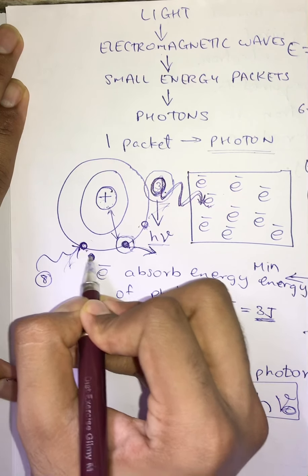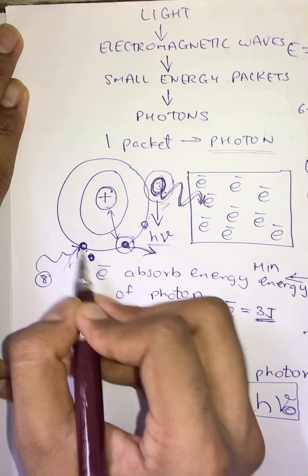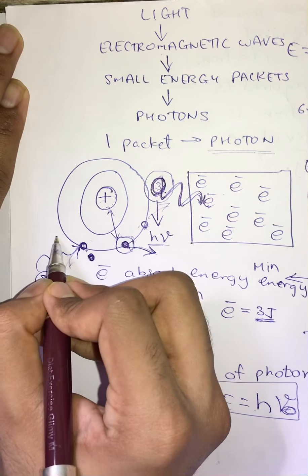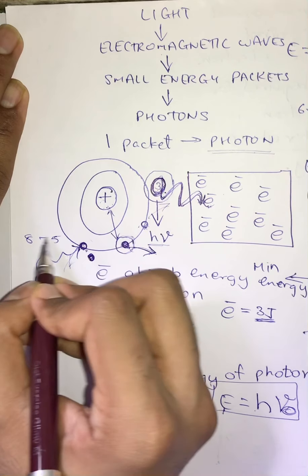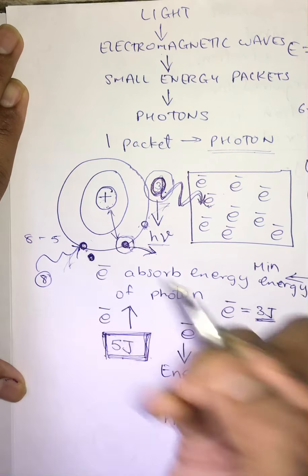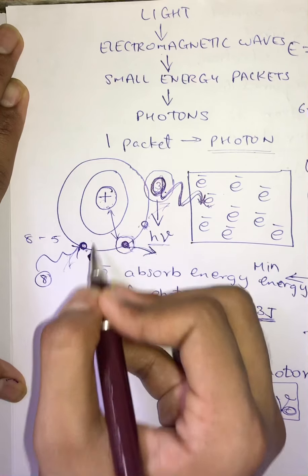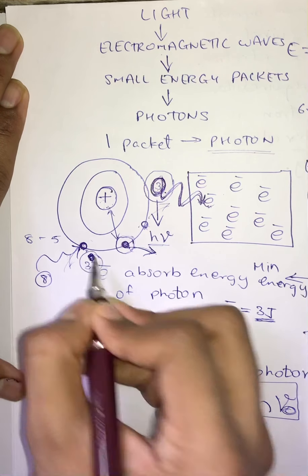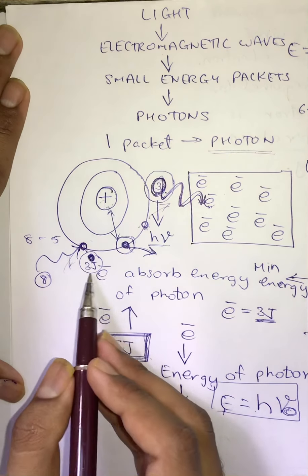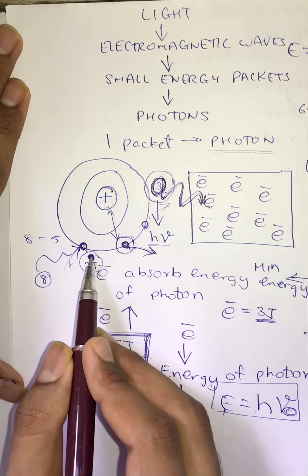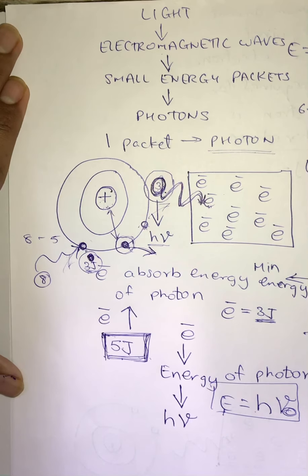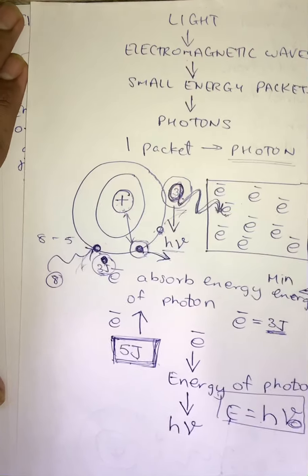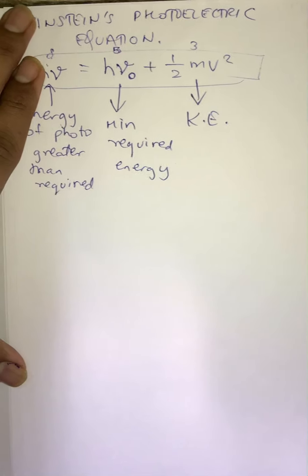Now, for ejecting the electron out of the atom, the photon has consumed 5 joules. So out of 8 joules, 5 joules has been consumed for removing it out, and the remaining 3 joules will be left with this electron, and with the help of these 3 joules the electron will travel with greater velocity. Okay, now I want you all to focus ahead.